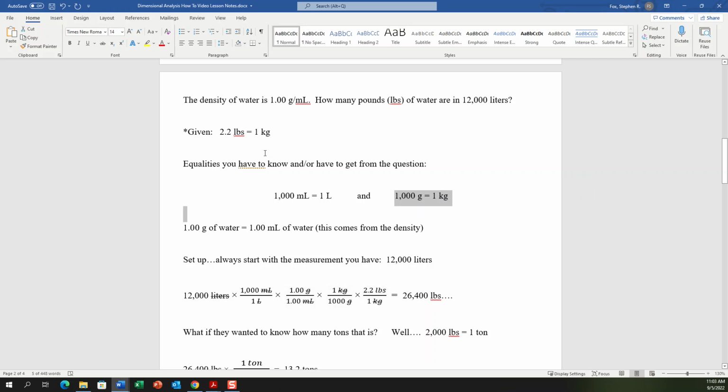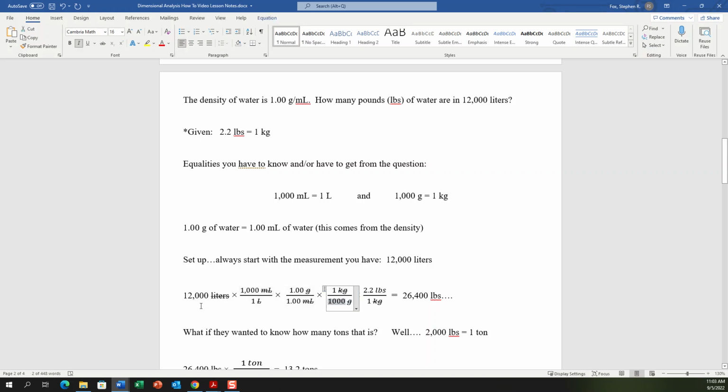And now to cancel out kilograms and get to pounds, I'll put 1 kilogram on the bottom from that equality that was given to me, and I'll put 2.2 pounds on the top. And now I just have to do the math. Again, it's multiply by all the numbers on the top, divide by all the numbers on the bottom. Notice the numbers on the bottom, there's only one that's not 1, and it's here. So I'm going to end up dividing by 1,000.